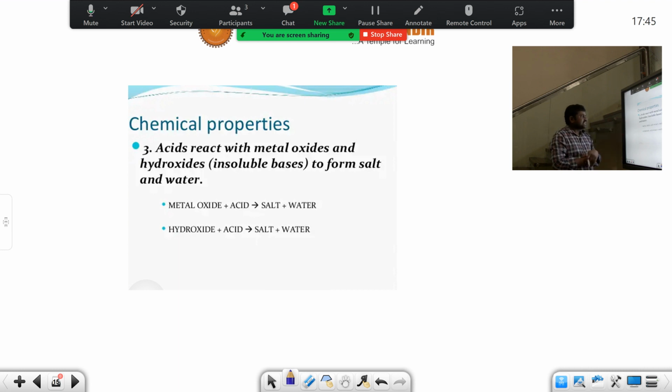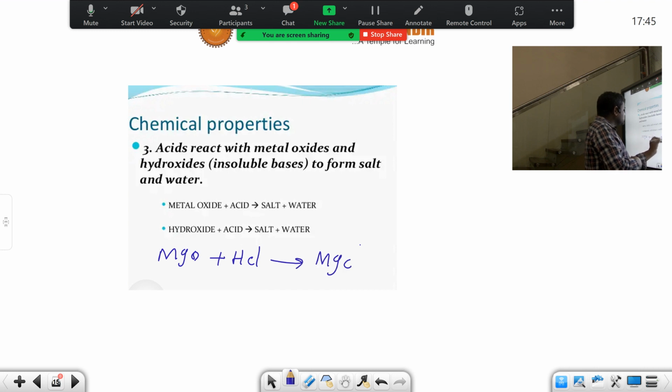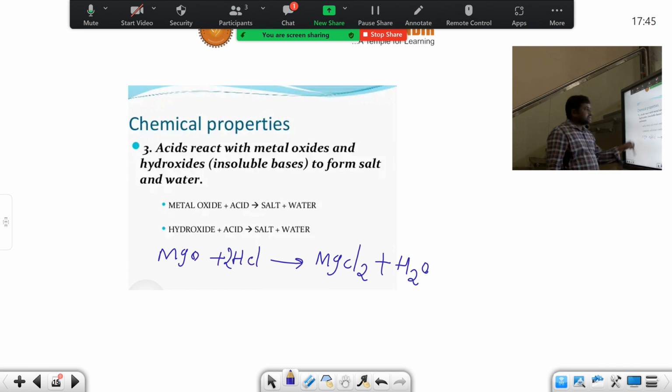Acid reacts with metal oxides and hydroxides to form salt and water. Metal oxide plus acid gives salt plus water. Metal oxide, that is Na2O or MgO, plus HCl gives MgCl2 plus H2O. For balancing the equation, 2 moles of HCl, MgCl2 plus H2O. Magnesium is a metal, so the metal oxide combined with hydrochloric acid gives MgCl2 plus water.